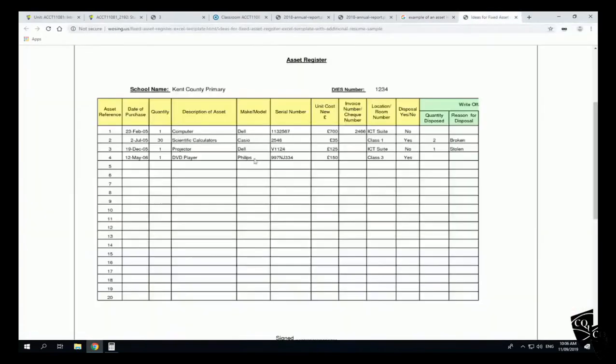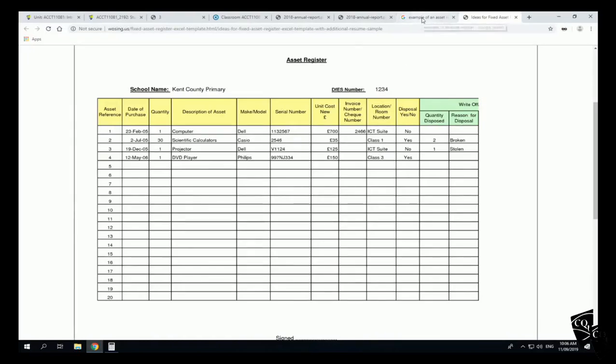So just to give you an idea of the bits of information that are kept. They have an asset number in this case. They've got the date of purchase, the quantity of that particular asset, description of asset, the make and the model, serial number, the unit cost, any other bits of information they want. In this case, they deem that an invoice number is important. The location of where the asset is kept, whether it's been disposed of, the quantity disposed, the reason for the disposal, and so forth. This is obviously from a different country, but that's an example of an asset register that's actually used.